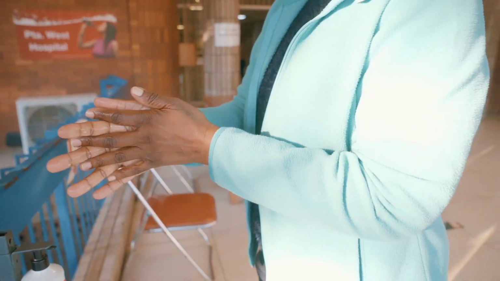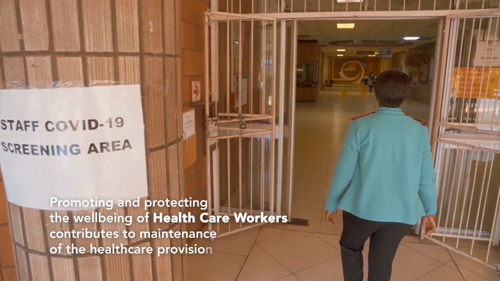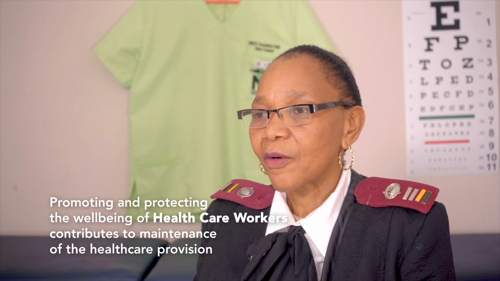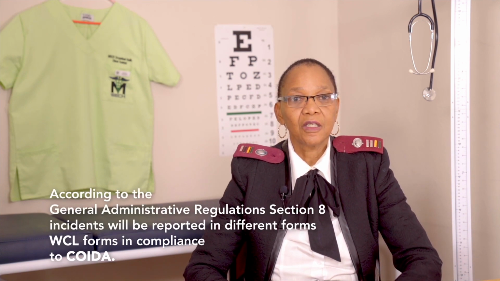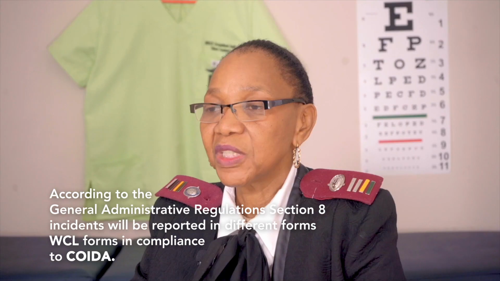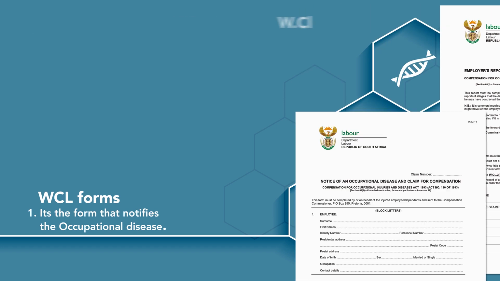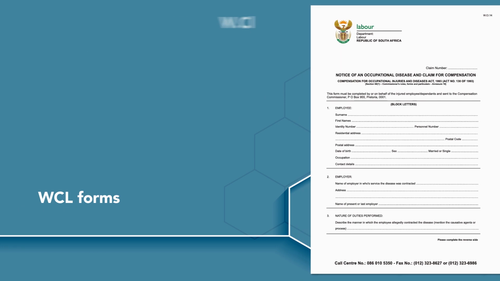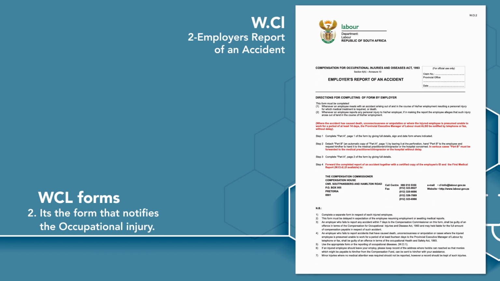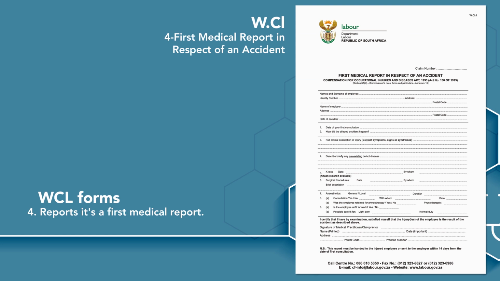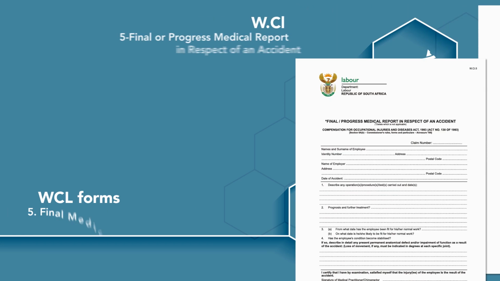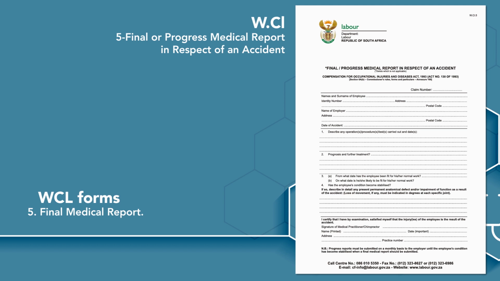For us to be able to protect and prevent this crisis, there are certain processes that we need to adhere to as healthcare workers or managers in the workplace. These are the following forms that the healthcare worker and the managers within the facilities need to have an understanding of: the WCL1, which notifies the occupational disease, the WCL2, which notifies the injury on duty, the WCL4, which reports the first medical report, and the WCL5, which reports the final medical report.